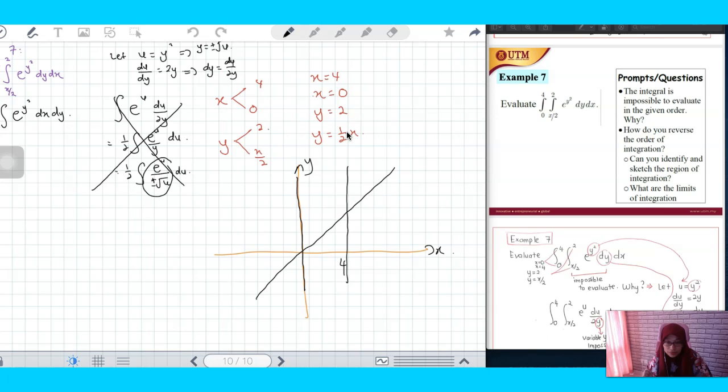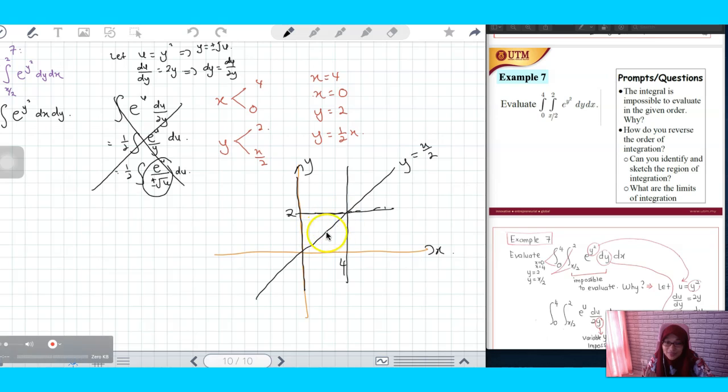So where is y equal to 2? Now we want to know the intersection point. This is the intersection between x equal to 4 and y equal to x over 2. When x is 4, y is 2. So the line y equal to 2 is here. Again, which one is your region?